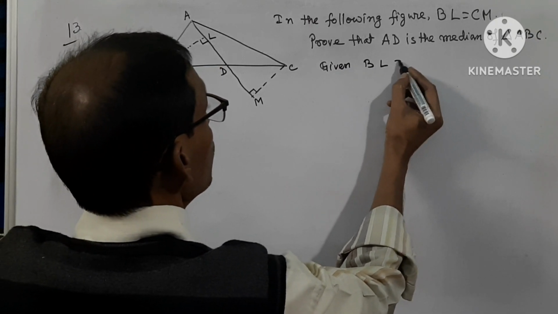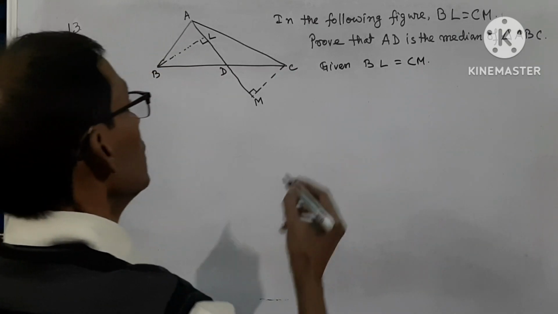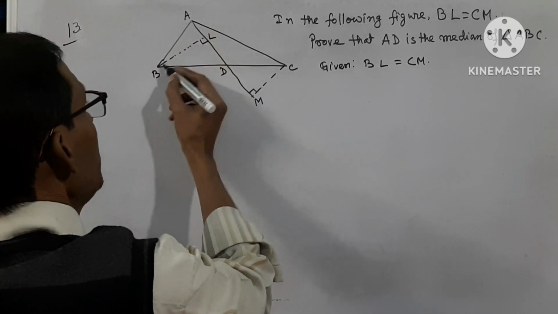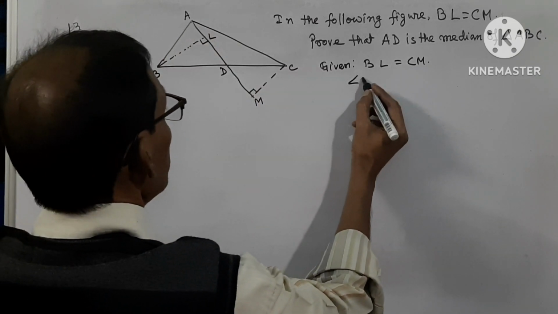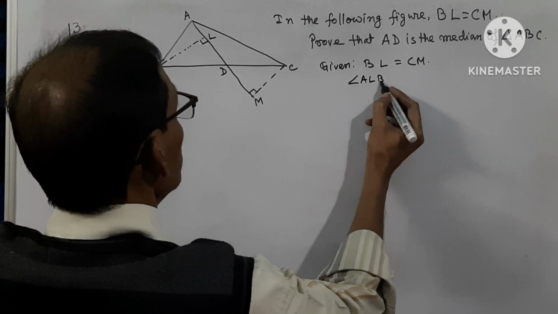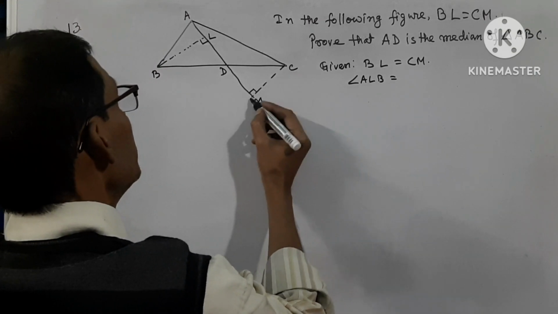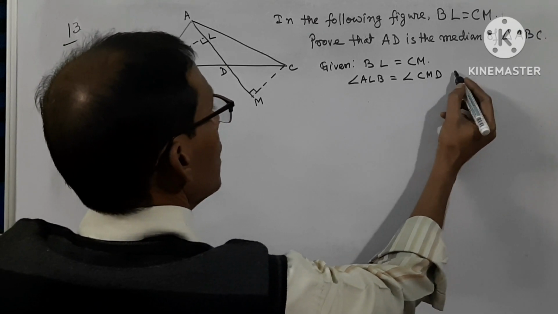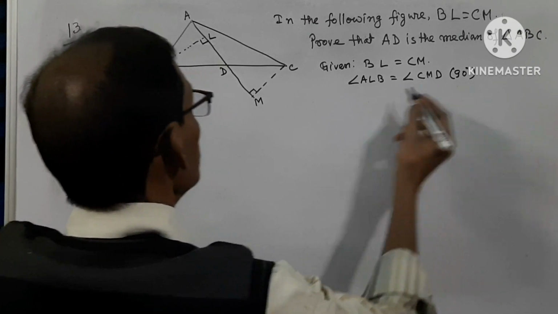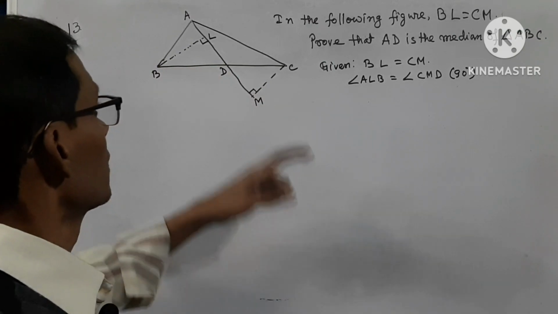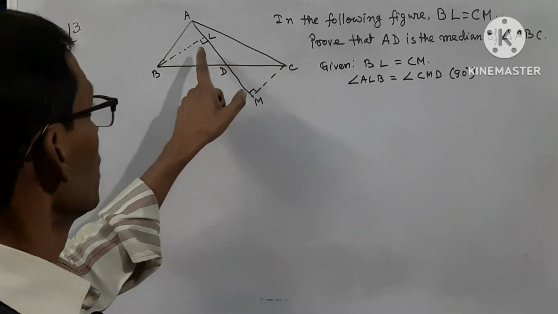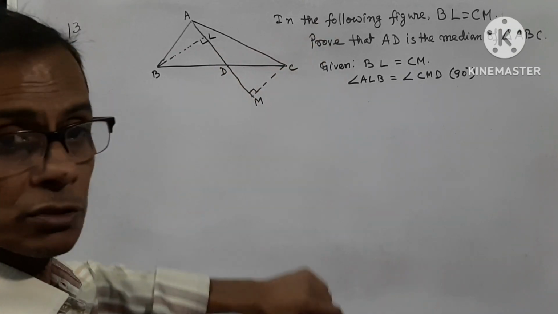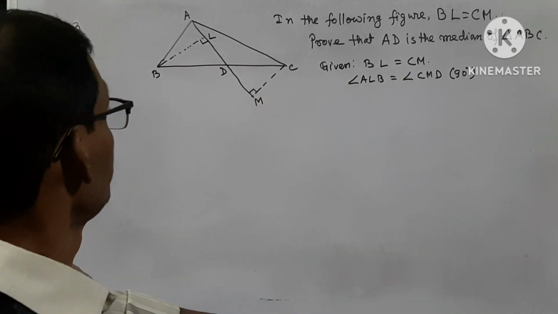BL is equal to CM. Not only this, it is also given that angle ALB is equal to angle CMD, 90 degrees. We have not done this by construction, it is given in the question. Whatever symbols are given in the question are valid, so these are given.